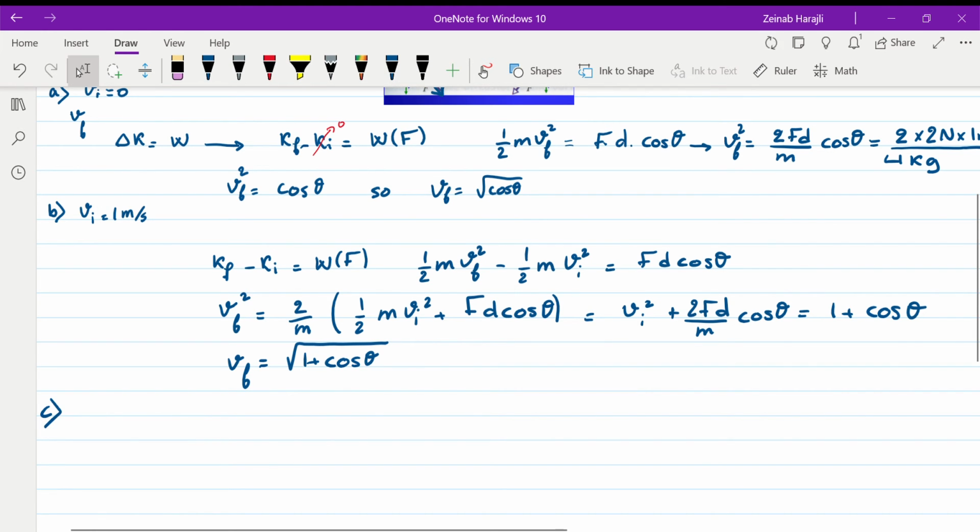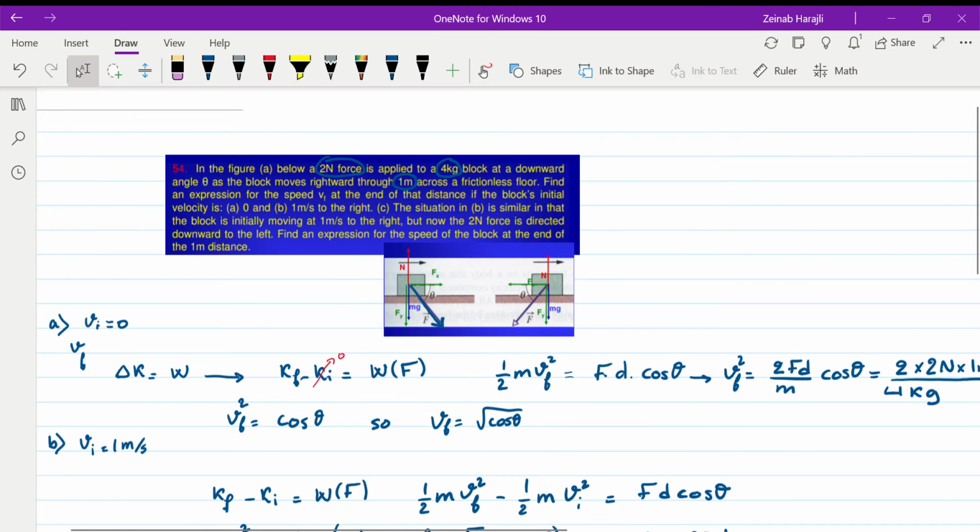In part C, we are told that we want to study v final again, but the situation is similar to part B, in that the block is moving at 1 meters per second to the right. So the initial speed is 1 meters per second, but now the 2 Newton force is directed downwards to the left, so the direction of the force is different. We can see that if our object is moving to the right and our force has this new direction, it's actually going to be resisting the motion. So F here does a resistive work.